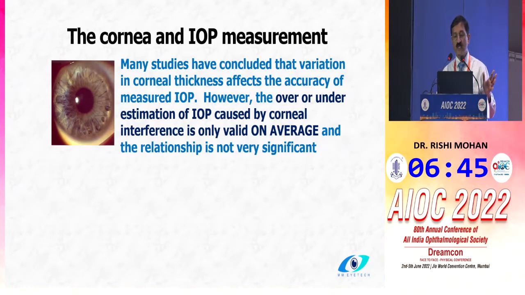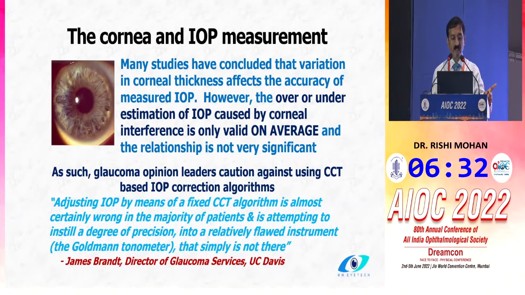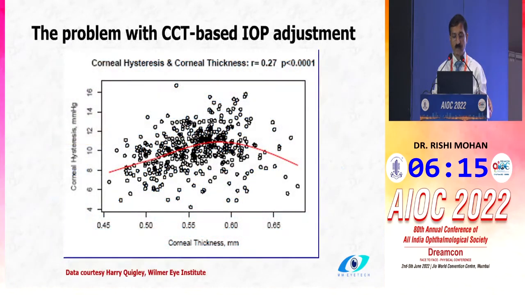So studies have concluded that the variation in corneal thickness affects the accuracy of the measured pressure. However, the over or underestimation of pressure caused by corneal interference is only valid on average, and the relationship is not very significant. And if you talk to glaucoma opinion leaders, they'll tell you that adjusting intraocular pressures just by using a thickness-based algorithm is essentially flawed because the thickness and the viscoelastic properties of the cornea don't correlate.